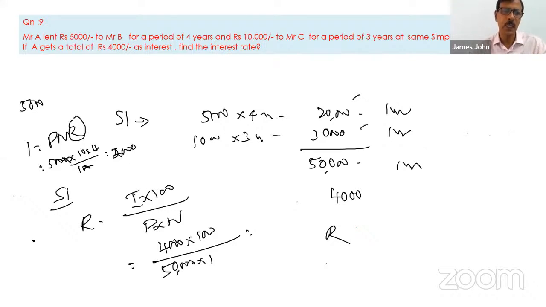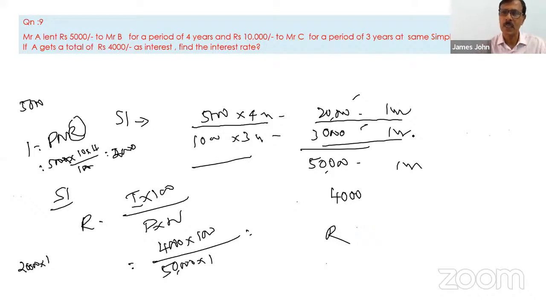Suppose instead of this 5,000, he is lending 20,000 for 1 year. How much interest does he get? He gets the same interest. So 5,000 for 4 years or 20,000 for 1 year gives the same interest. Similarly, 10,000 for a period of 3 years and 30,000 for a period of 1 year gives the same interest.